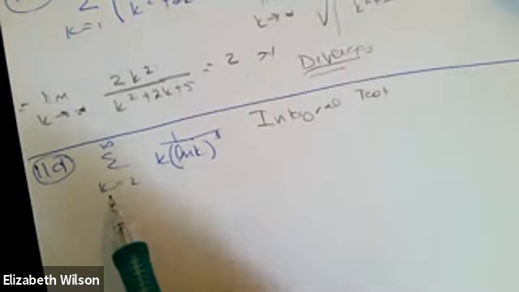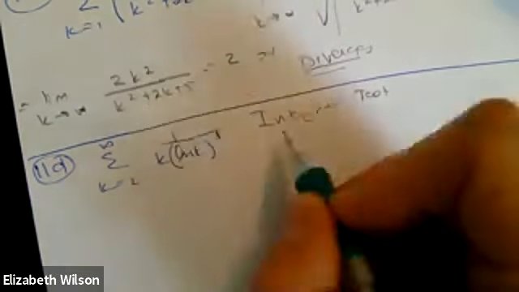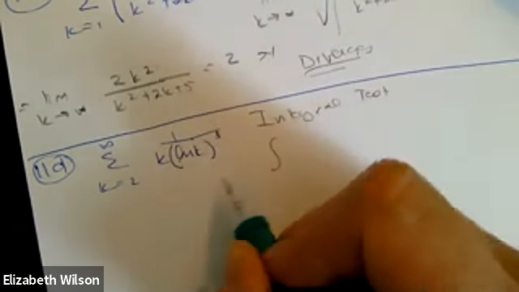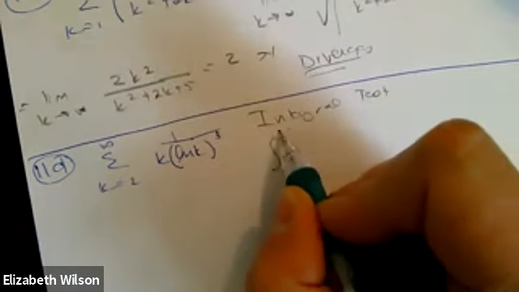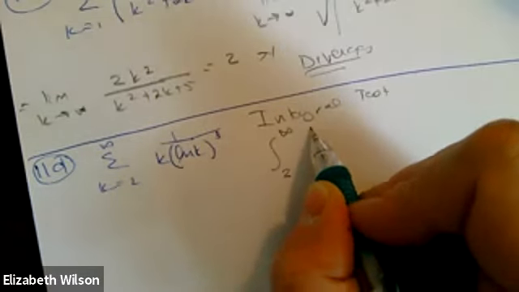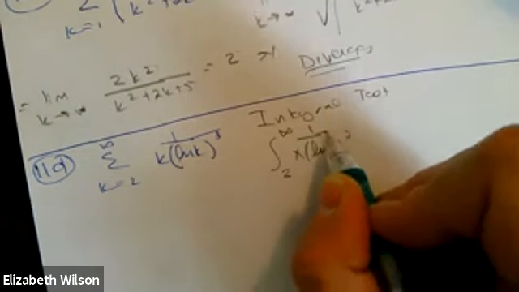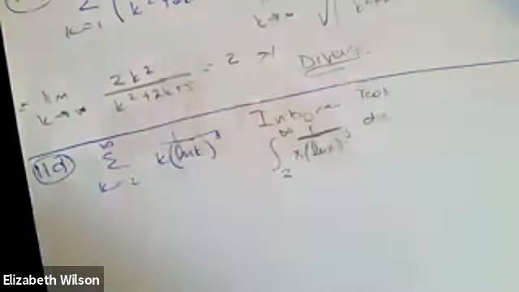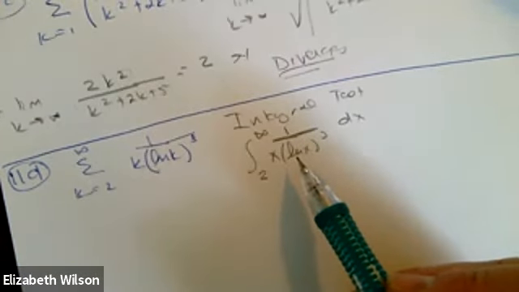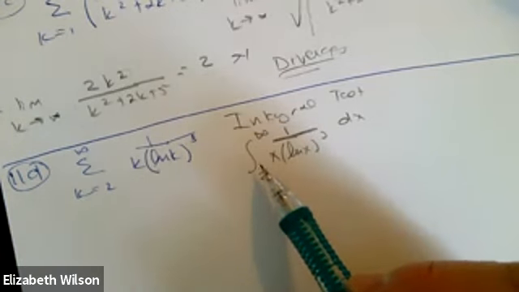Remember, our integral test says I have to go from a value greater than 1, so I'm going to go from 2 because that's where my series starts, to infinity. And I'm going to take the integral as though this were a function, 1 over x ln of x cubed, and this is dx that I'm dealing with. Now this has to be a decreasing function, and I'm dealing with things in the first quadrant.